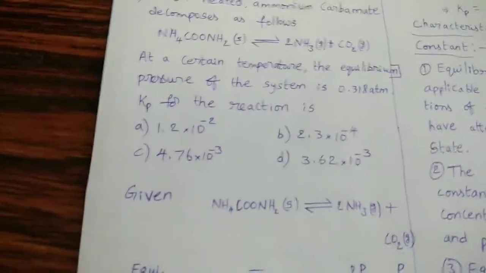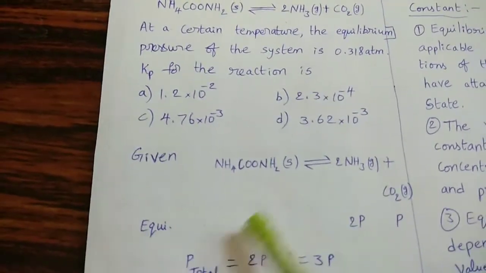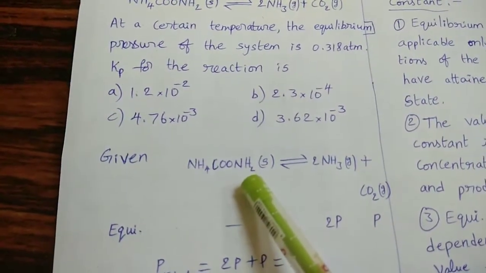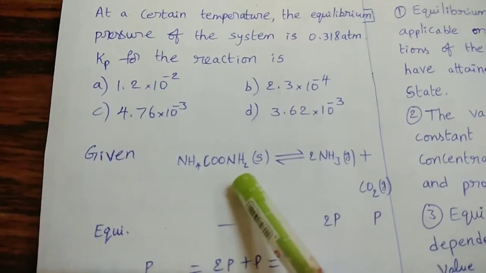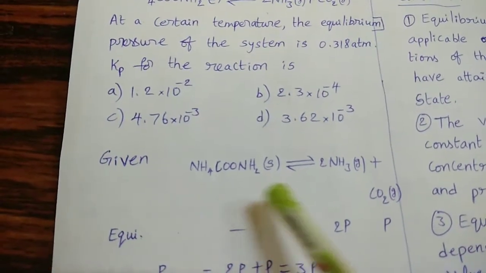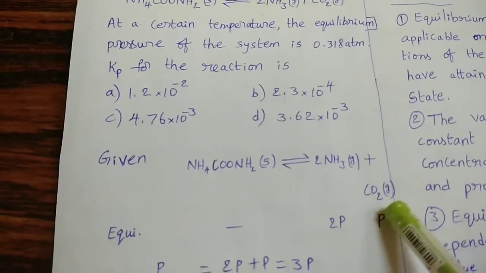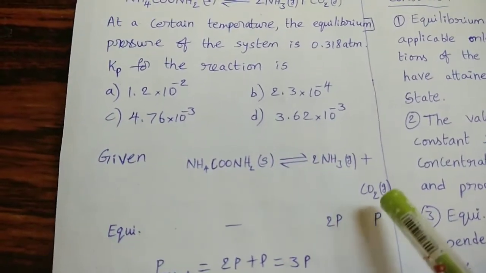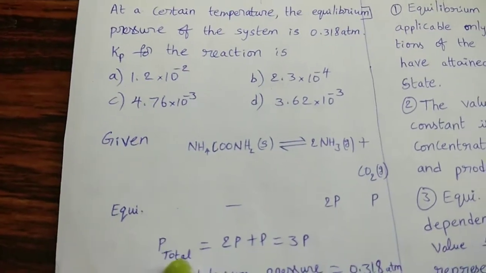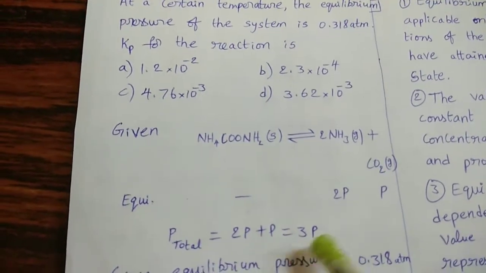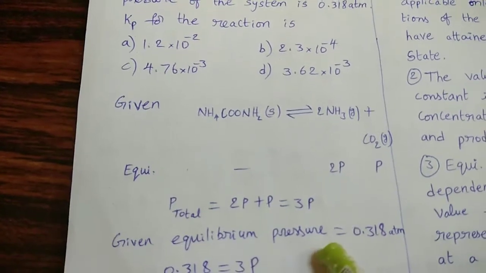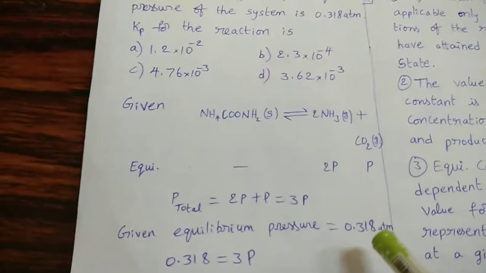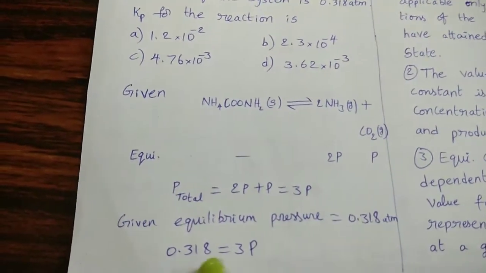Now see, this is the given equation at equilibrium. Here also ammonium carbamate is a pure solid. We need not consider its change in concentration. Consider only the gaseous substances. For this 2P, because 2 moles is present. Here 1 mole, so P. Total equilibrium pressure 2P plus P, that equal to 3P. Equilibrium pressure given value this one. So equalize this 3P to this, then we can get P value.